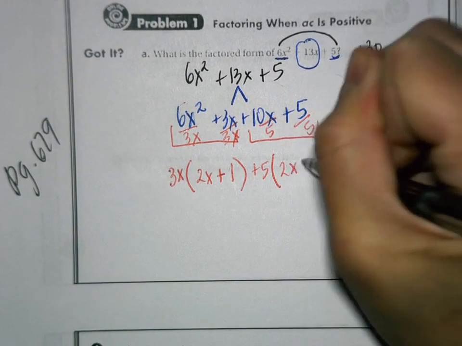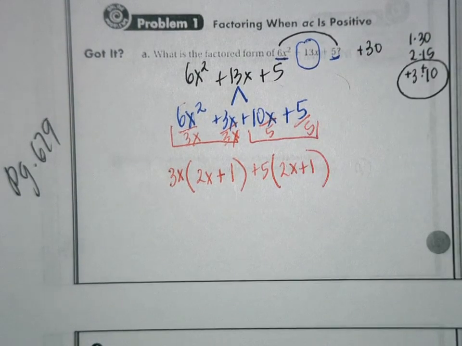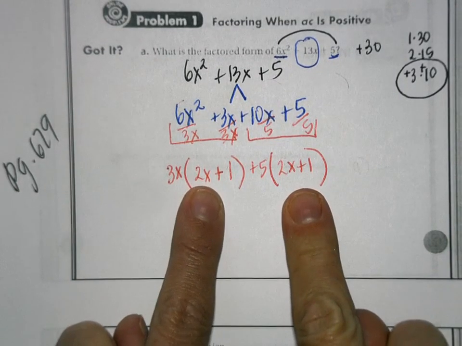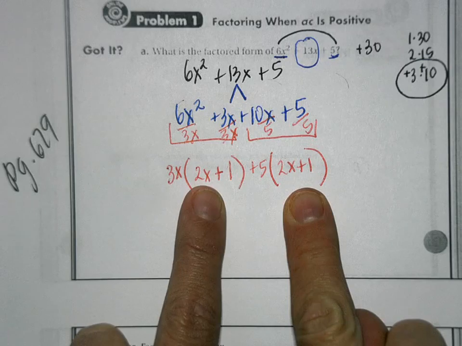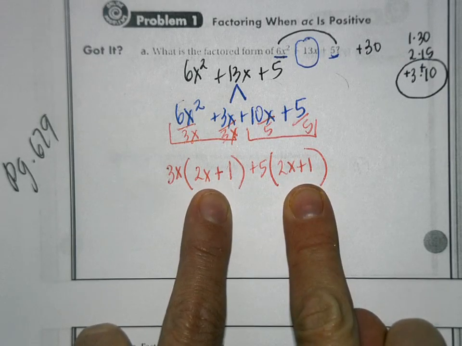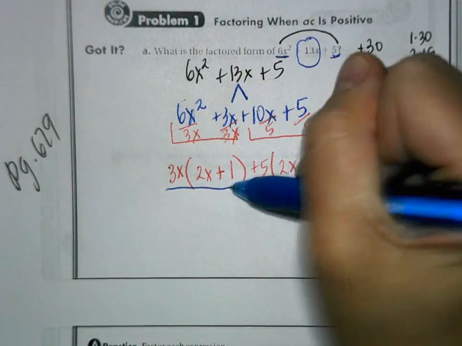Good, 2x plus 1. These parentheses should always match. If they don't match, you did something wrong and you need to go back and redo it, okay? But they match, so we're good. And remember that that is now my GCF.